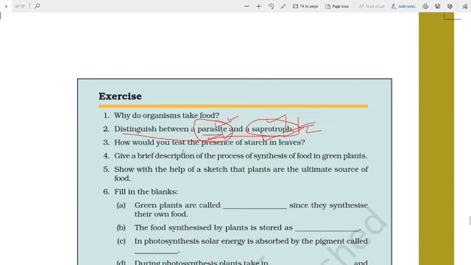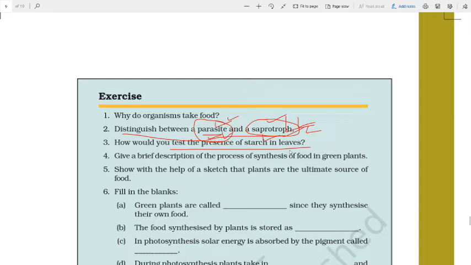How would you test the presence of starch in leaves? Children, it's a little lengthy process. If you want to test the presence of starch in the leaves, you have to do it step by step, so I will tell you step by step. Listen carefully. If you don't get the point, just repeat the video.